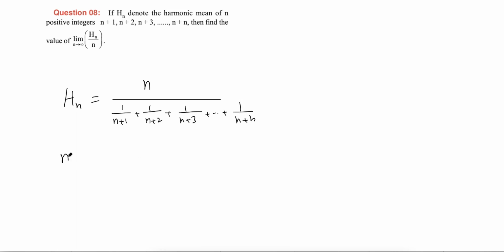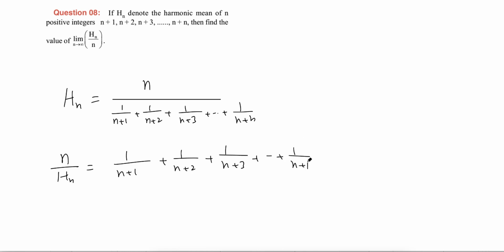Look carefully. n by Hn will be equal to 1 by n plus 1, plus 1 by n plus 2, plus 1 by n plus 3, and so on, up to 1 by n plus n. I am sure all of you have a doubt: they ask for Hn by n. This calculation will be easy, no? So first I will calculate this and then I will take the reciprocal.